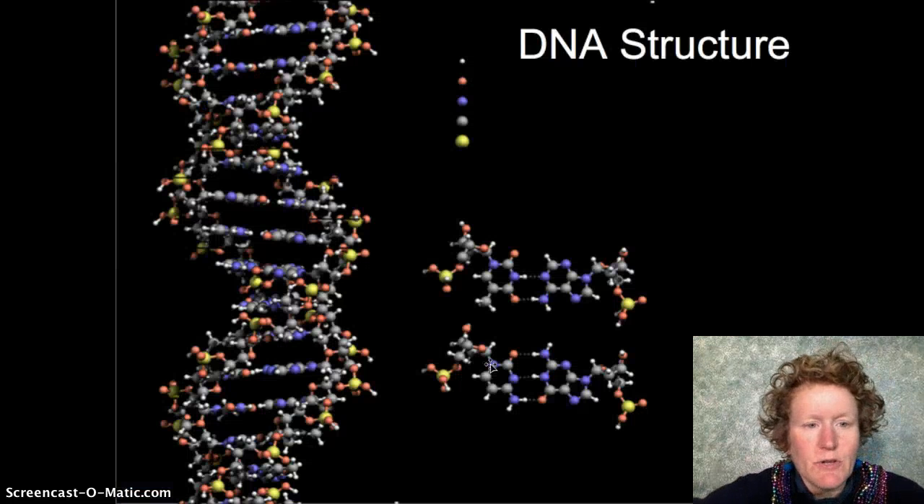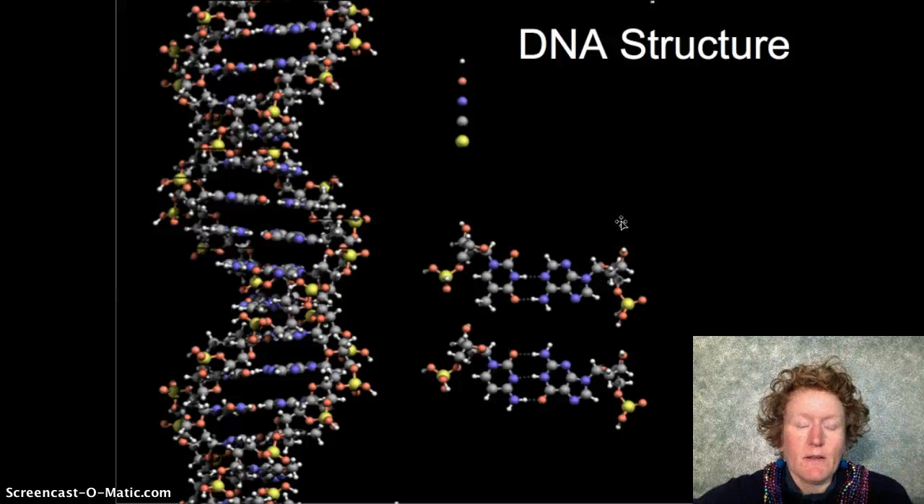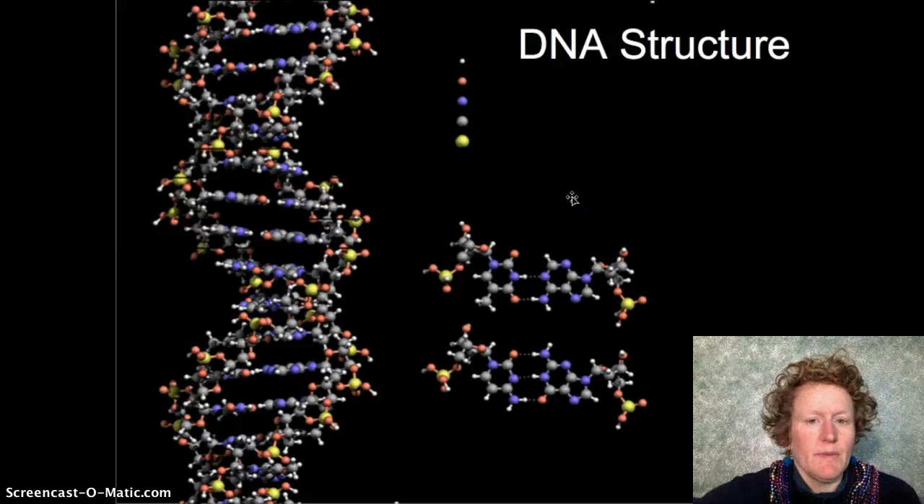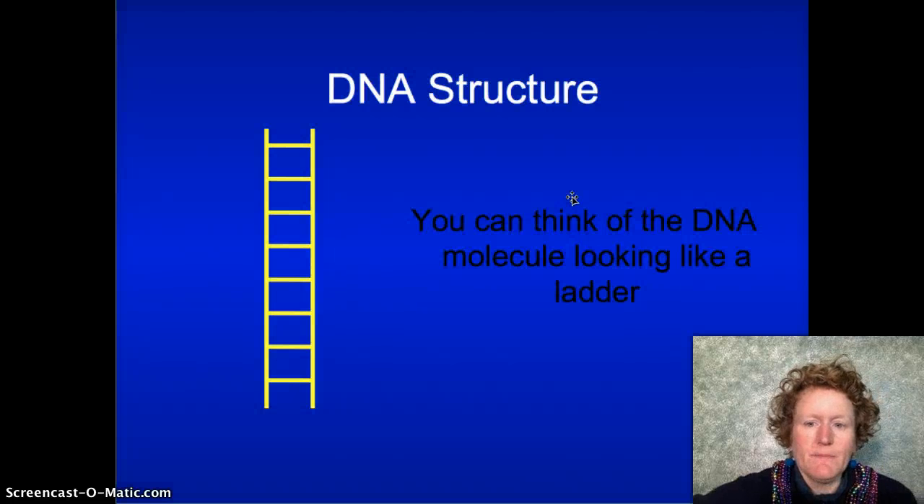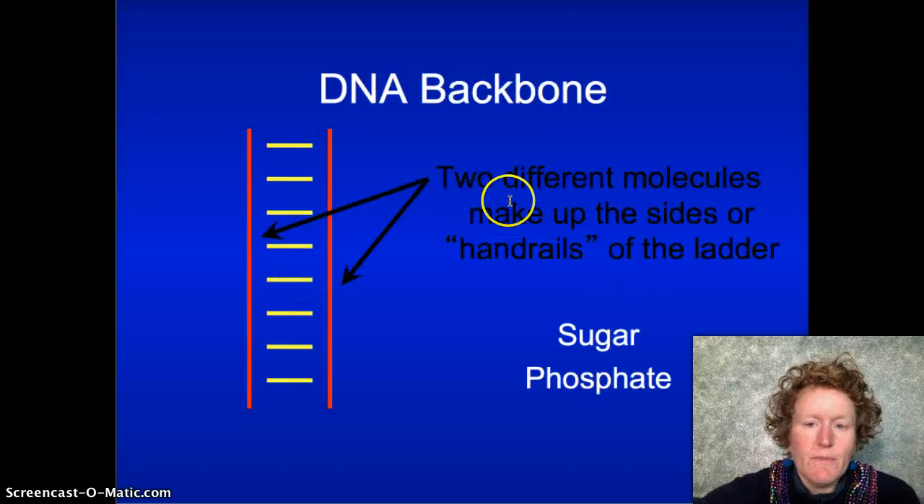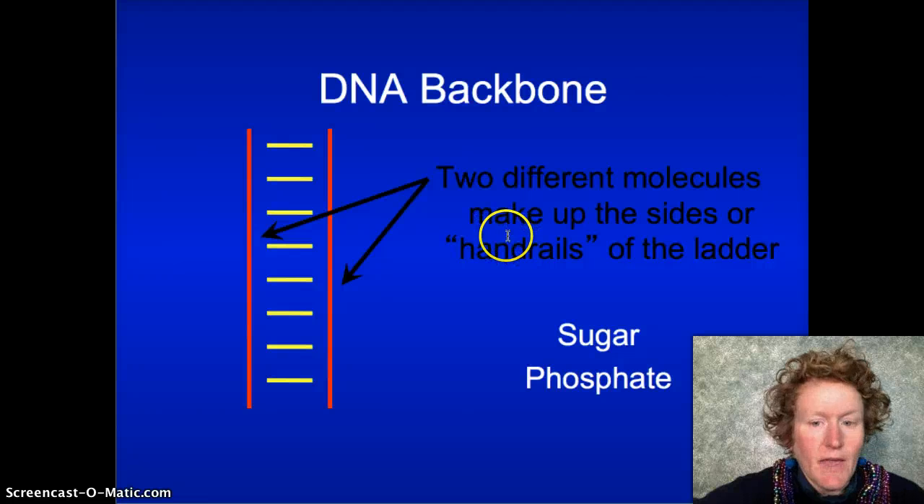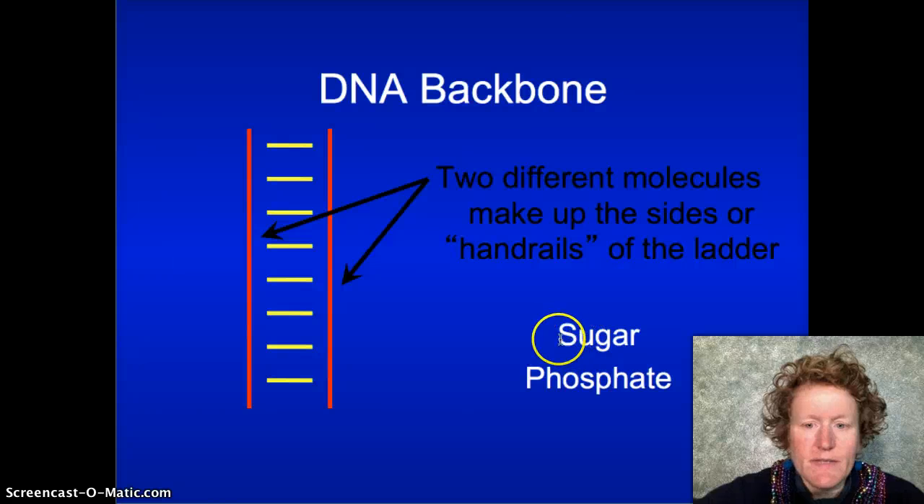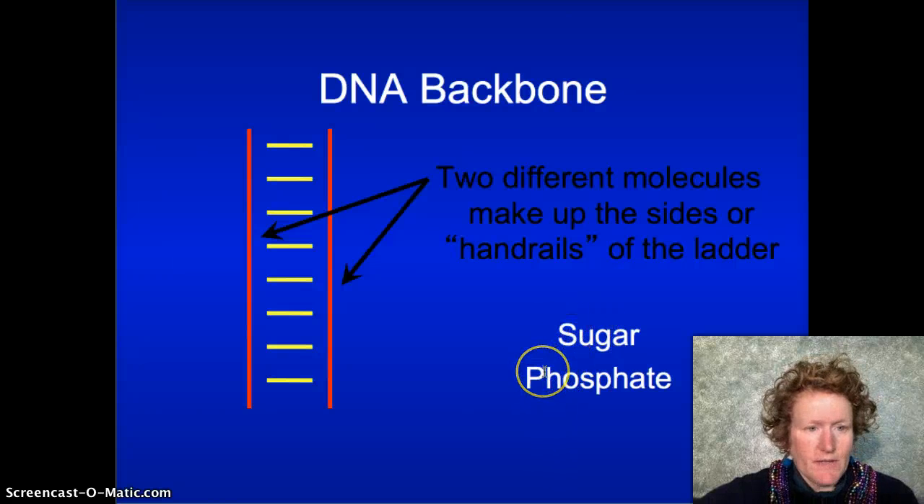But let's talk about the structure a little bit more before we try to copy it. The structure looks really complicated, but it isn't. You can simplify it and think about it as a ladder. And we can talk about the sides of the ladder or the backbone of DNA, and then we can talk about the steps. The two different molecules that make up the sides or the handrails of the ladder are a sugar and a phosphate. This is deoxyribose, and this is a phosphate group.